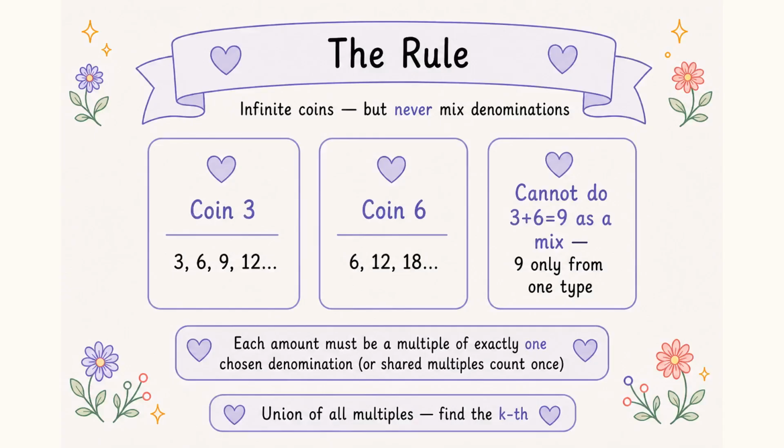The rule is simple. Coin 3 makes 3, 6, 9, 12, and so on. Coin 6 makes 6, 12, 18, and so on. You cannot mix 3 plus 6 as different coins to invent a new combo. Every valid amount is a multiple of one denomination. We take the union of all those multiples and find the K smallest.